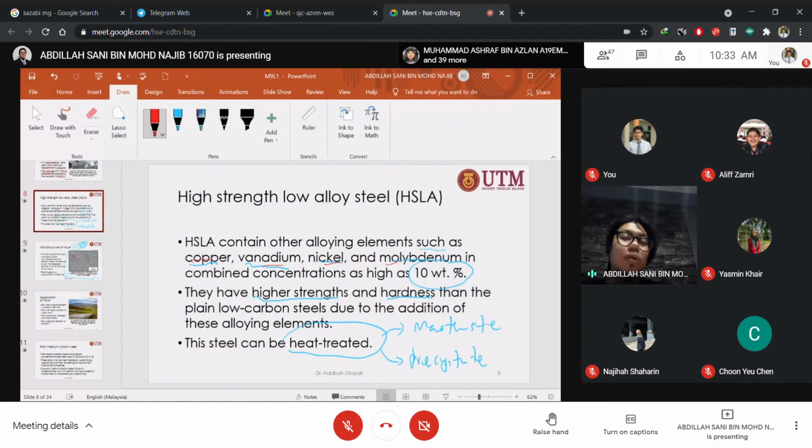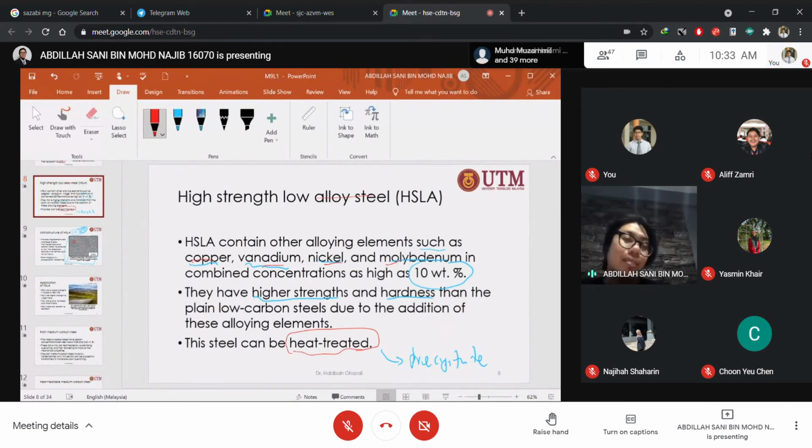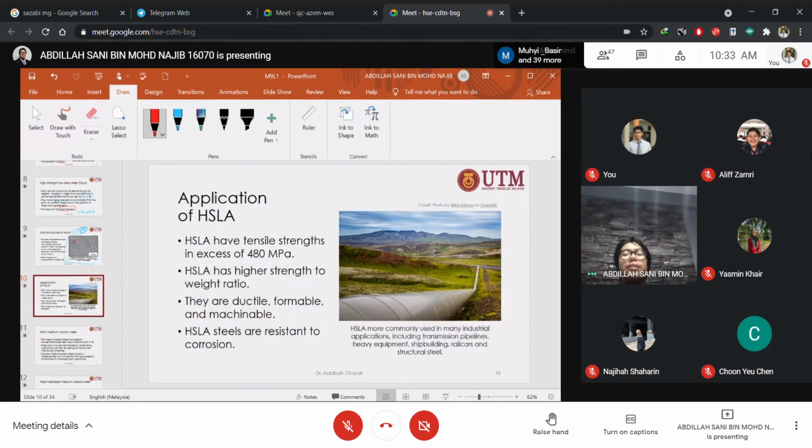So that is why we say it is heat treatable, because low carbon steel cannot form martensite, obviously, right? But it can produce the precipitate, so it is heat treatable. All right. So among the applications, we use it in pipelines, because it has sufficient strength.